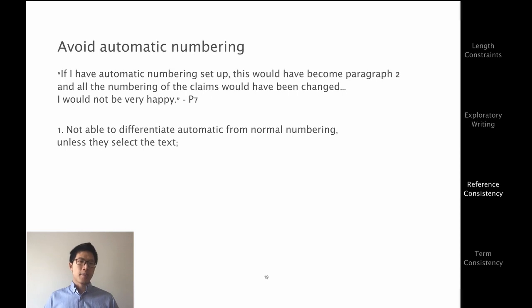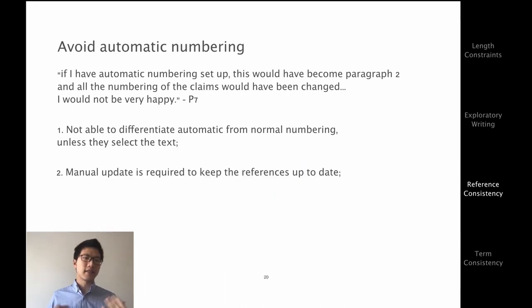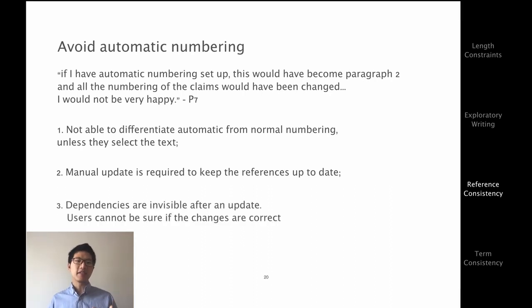First, participants are not able to differentiate automatic numbering from normal numbering until they select the text. In the example here, we have two lists, but I don't know which one is automatic and which one is not until I select them and can see the visual feedback. The second reason is that manual updates are always required to keep the references up to date. If you forget to update, you might end up with "3-figure 1." And lastly, the dependencies are invisible after an update, so users cannot be sure if changes are correct or not.